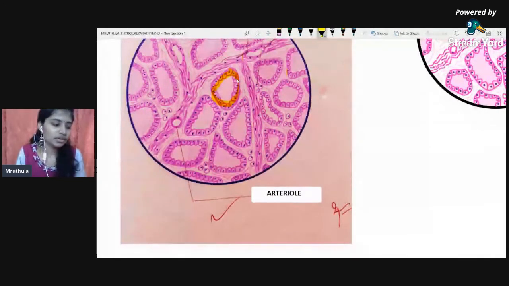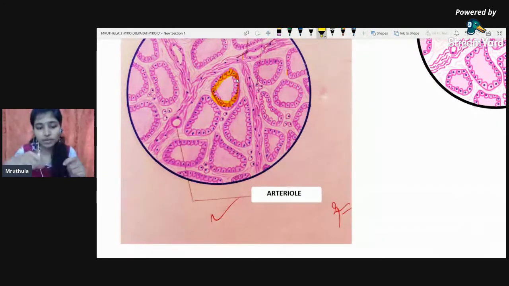Okay. And sometimes when the gland is atrophied, the cells become flattened. Okay, the cells become flattened. And when the gland is hyperactive, that is overactive, what happens? Those lining cells which were cuboidal become kind of columnar. Okay, so it's based on the activity how the cells look. But generally, a normal thyroid gland section will show the follicles with cuboidal epithelium.